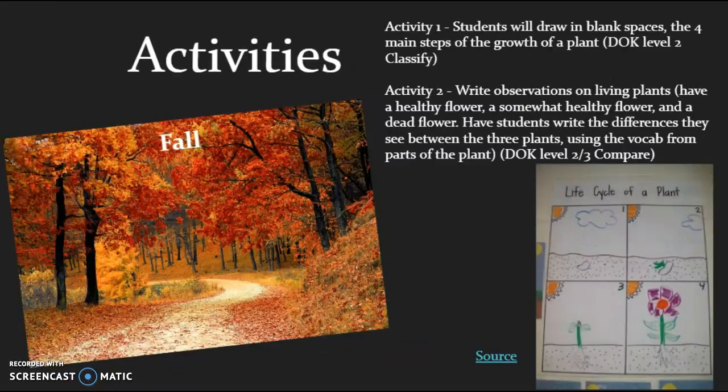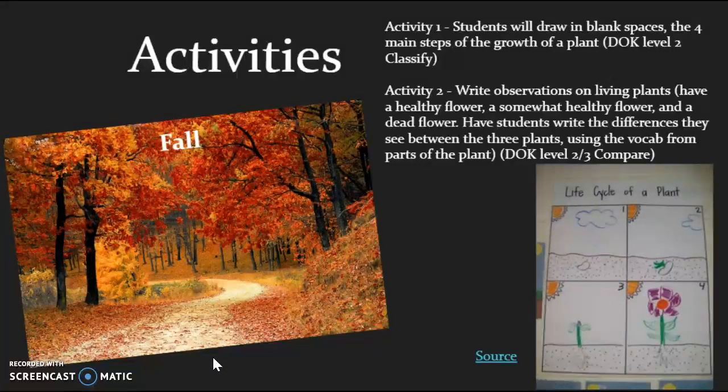For our fall activities, the first one is students will draw in blank spaces the 4 main steps of the growth of a plant, and it's a DOK level 2 classified because they have to classify what part the plant is at. Like in the picture that you see over here, they're in different parts of the plant process. They would have to classify what part it's at.